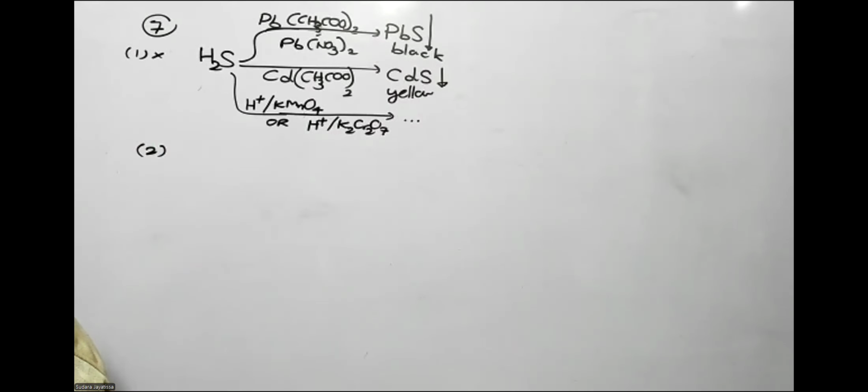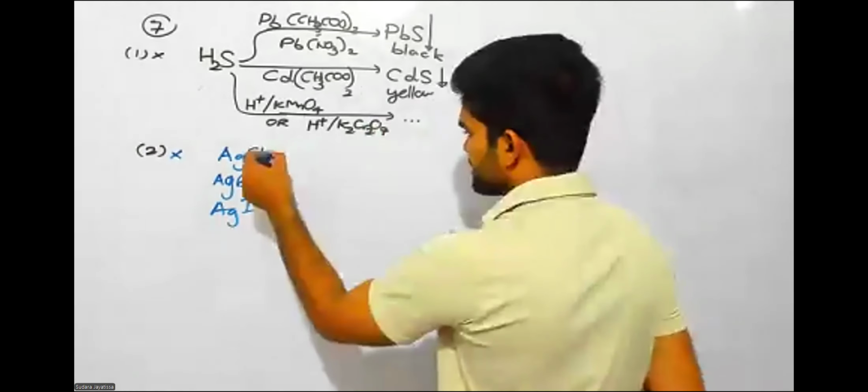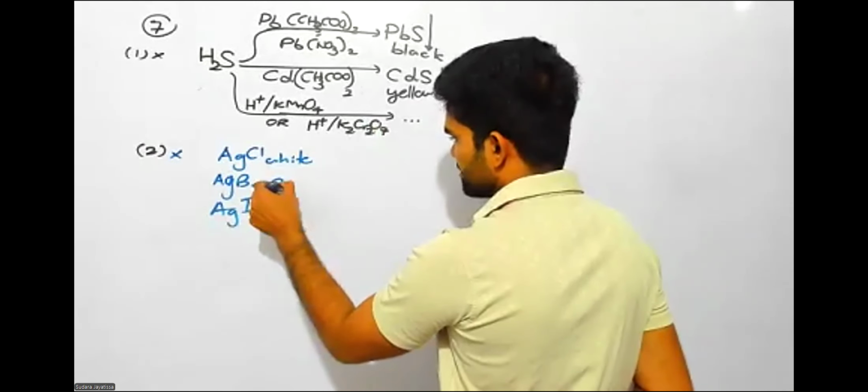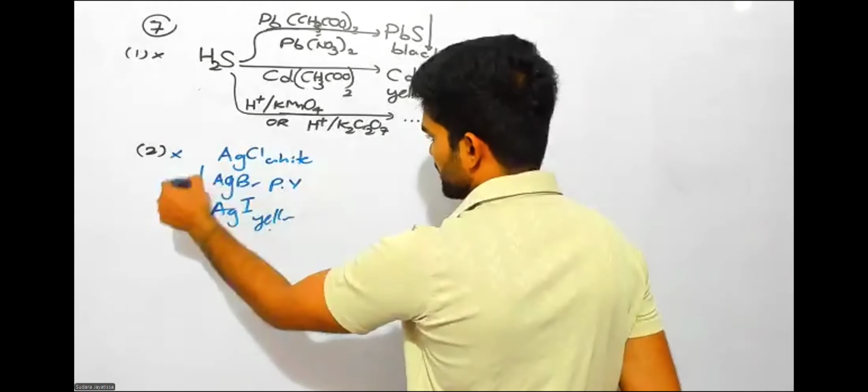Why? Because of the silver halides, there are 3: AgCl, AgBr and AgI. These are precipitates. AgCl is a white color precipitate, AgBr is a pale yellow precipitate, and AgI is a yellow color precipitate. They are all precipitates.